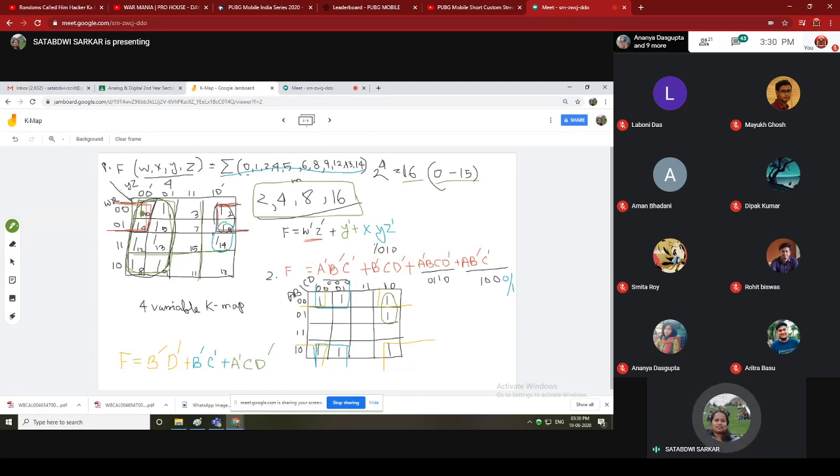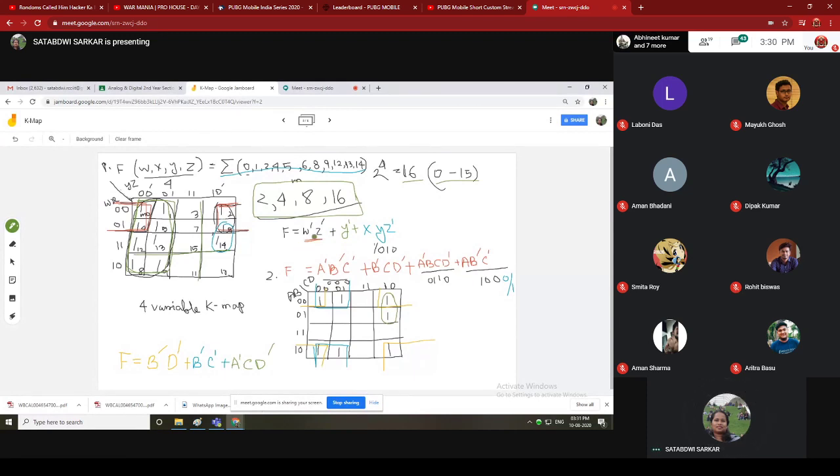Here the value of W is changing, 0, 0 or 1, 1. And the value of X is also changing, 0, 1, 1, 1. But in this upward direction the value of Y is not changing, it is the same. Z is changing. So we only have to take Y. This is Y bar because the value of Y is 0. So we are putting Y bar.